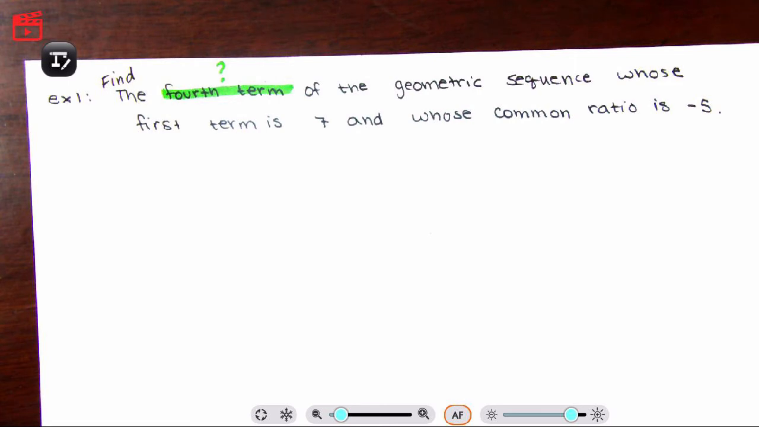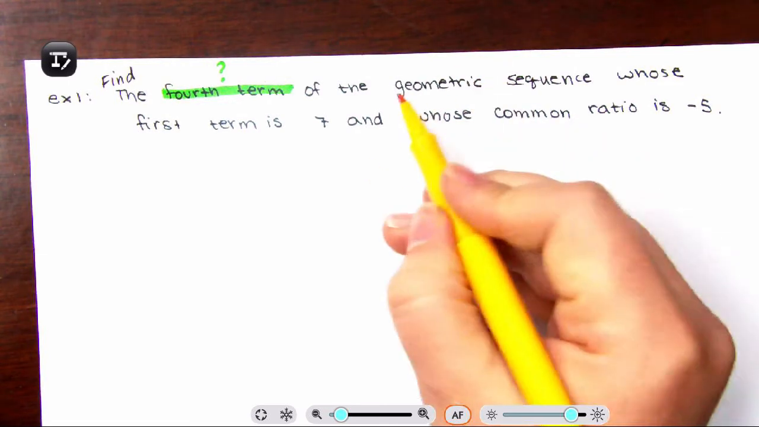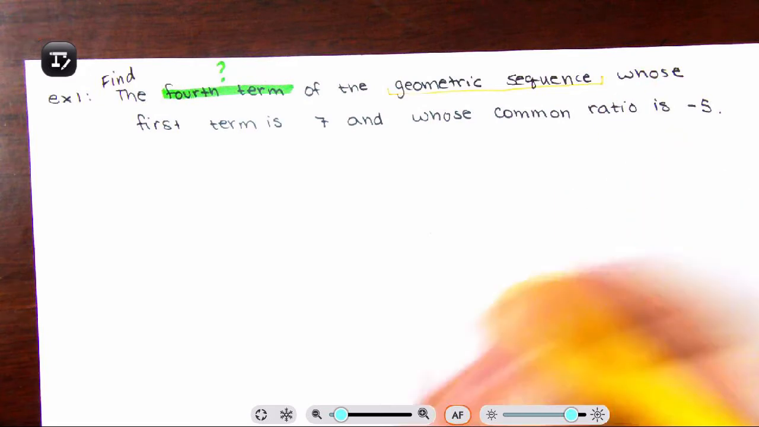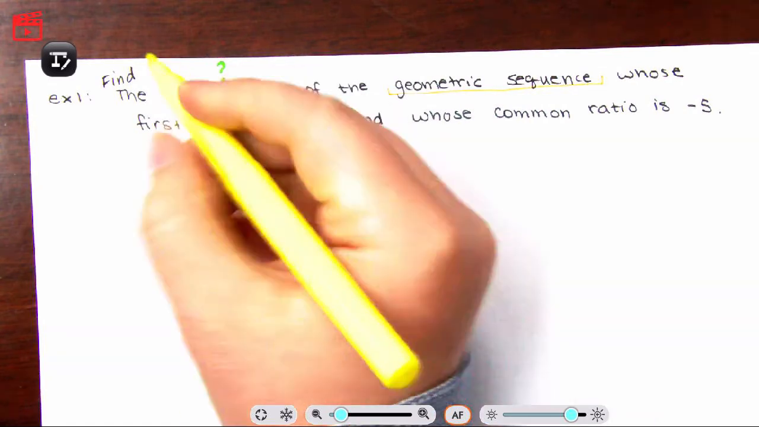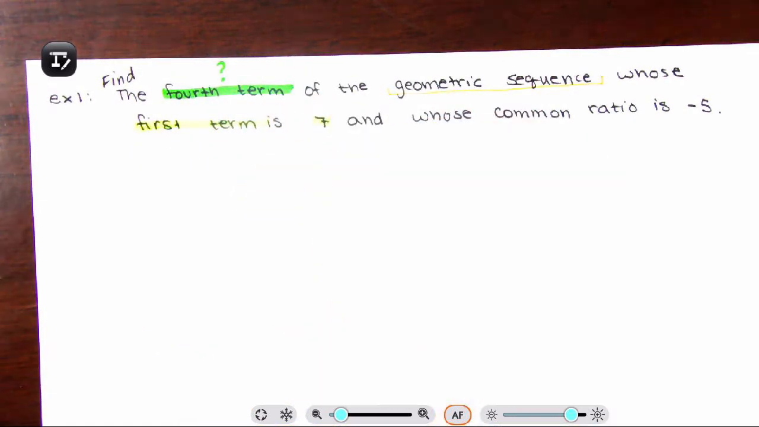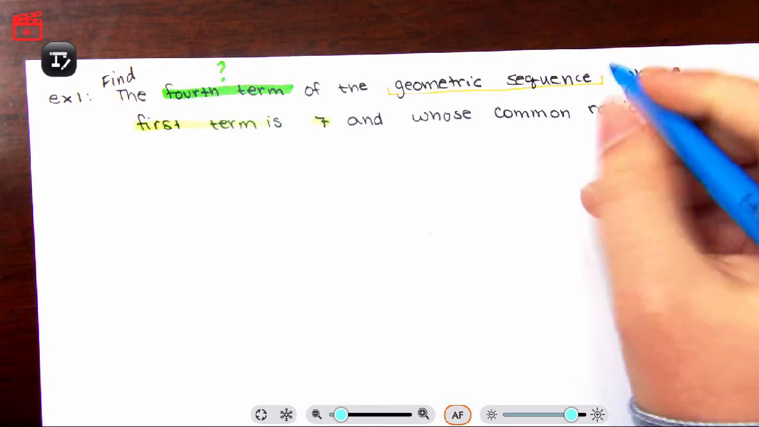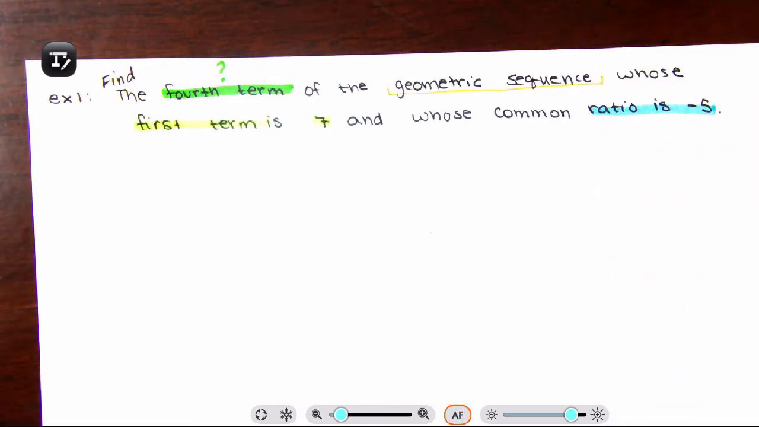What you're going to notice is, in these word problems, they have to tell you what sequence you have, because otherwise you don't know if you're using arithmetic explicit rules or geometric explicit rules. So in this case, we know it's geometric. We know that the first term, which we're doing a little mini happy dance because they're giving us more information, is 7. And not only that, we also know the common ratio is -5.